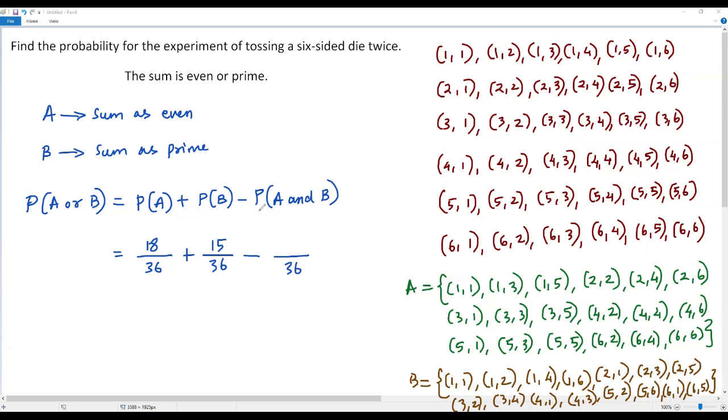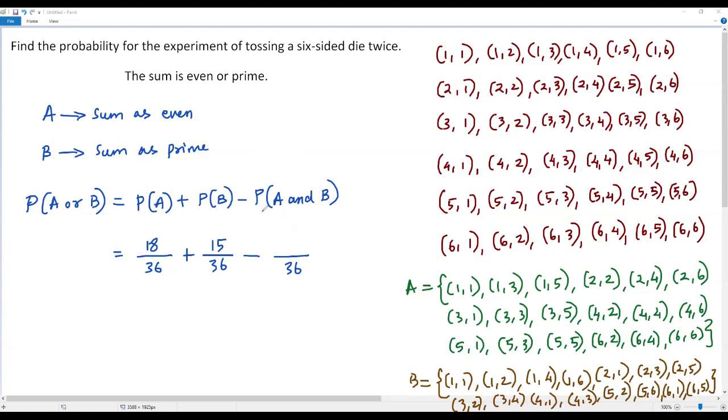Okay, now we have to consider P of A and B. A and B means we have to consider both the events A and B. That is, when we pick a particular outcome, the sum of the two numbers must be even and at the same time it has to be a prime number. So A and B means A intersection B. That is, we have to pick the common elements of these two sets A and B. What is the common element of A and B?